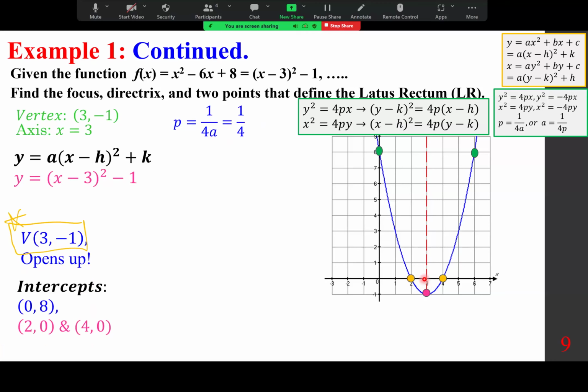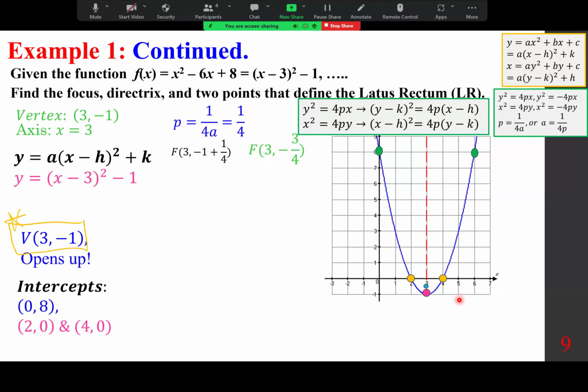We move up by this much. If you want to move up by this much, you're going to keep the x coordinate unchanged and add this number to -1. That's all there is to it. So for the vertex, you write the x coordinate, you write the y coordinate, and you add p, whatever the value of p is. And that gives -3/4. And that is the location of the focus.